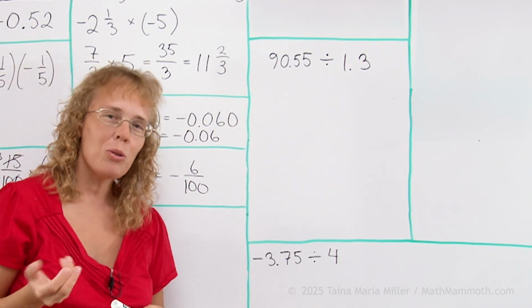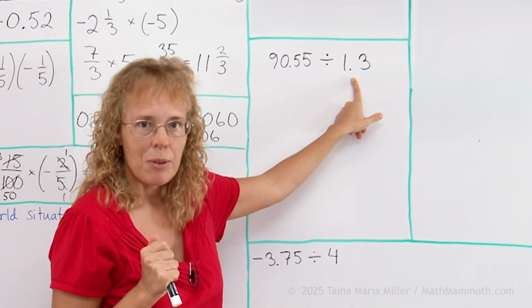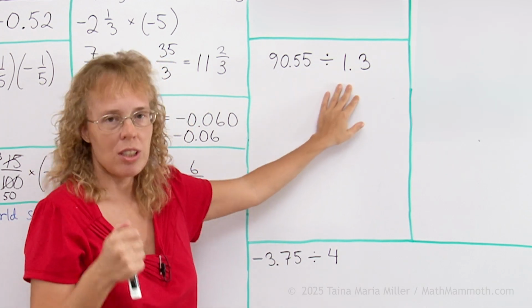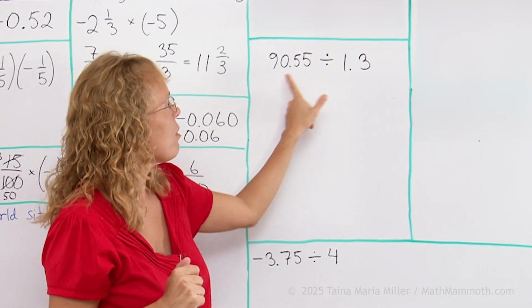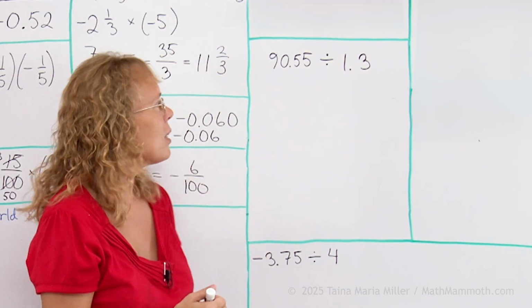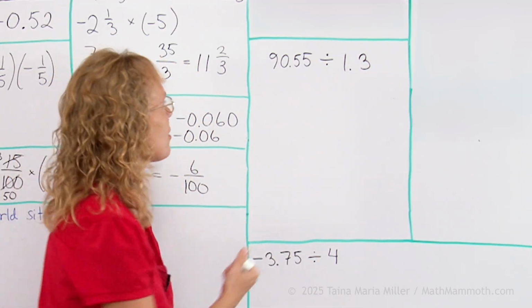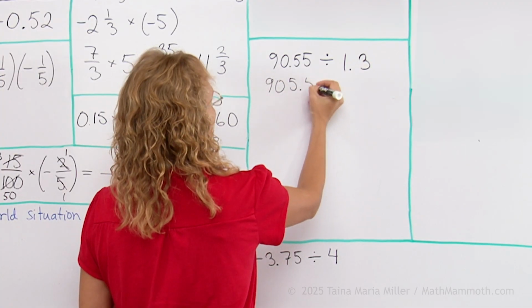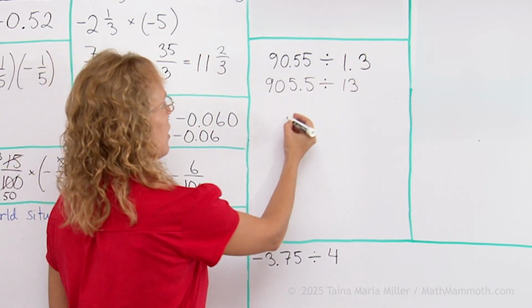This is a regular decimal division. Do you remember how to do those? If the divisor, this number here, is a decimal, you don't directly use long division. Instead, we will change this into another problem where the divisor is a whole number. And by multiplying both of these by 10, I will get a new division problem that will have the same answer as this one, but it will have 13 as a divisor. So I multiply both by 10 and I get 905.5 divided by 13. And then I use long division.